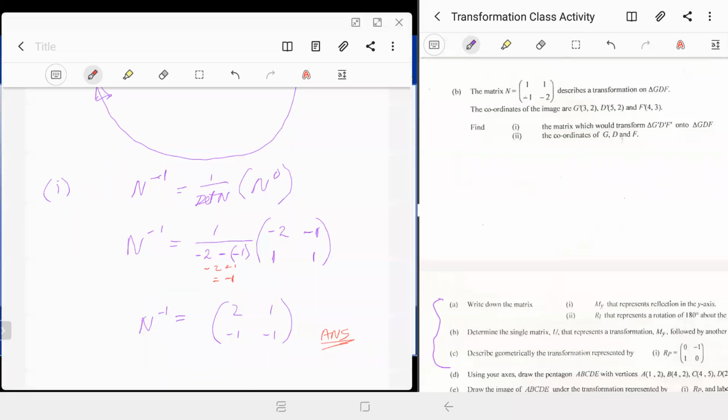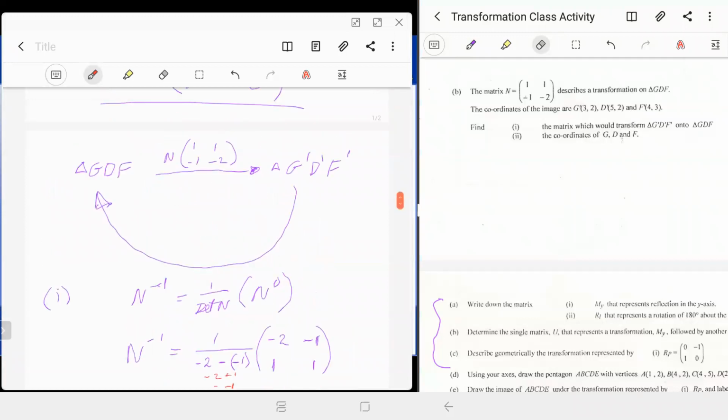Then the second part now is telling us to calculate the coordinates of G, D, and F. Remember, they gave us the coordinates of the image, right here, and they want us to calculate the coordinates of the objects. They want us to go the opposite direction. What do we have to do? We know these points, and we are trying to get these points.